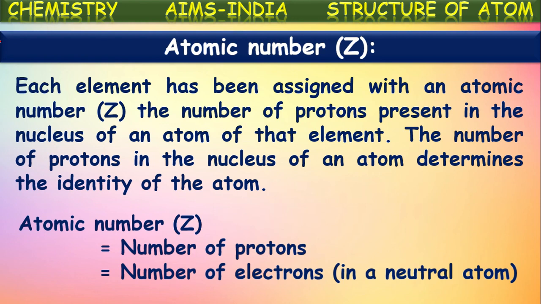If it is an ion, we know it is formed either by gaining electrons or by losing electrons. That's why in the case of ions, atomic number is not equal to the number of electrons. Only in the case of neutral atoms is atomic number also equal to the number of electrons along with the number of protons.